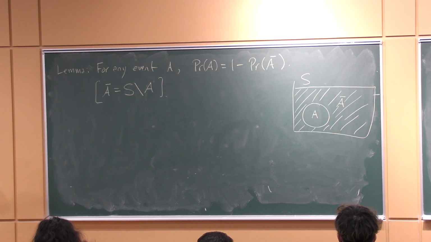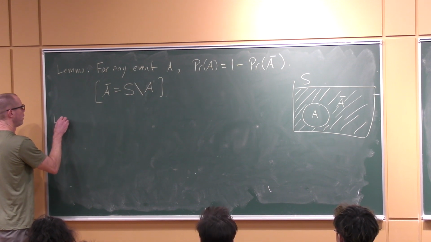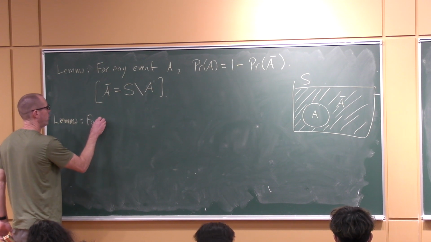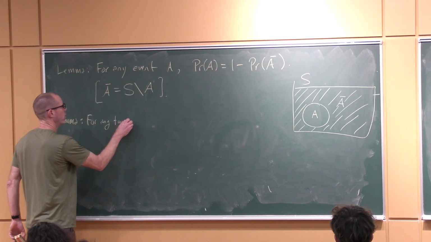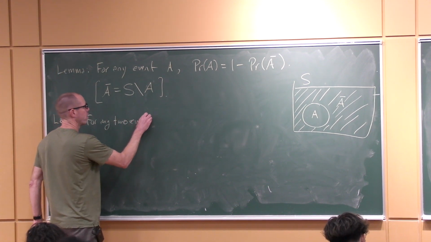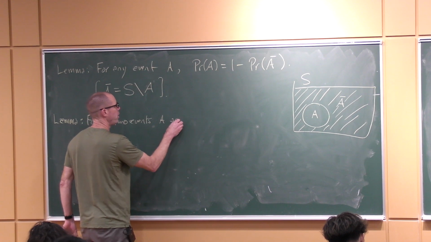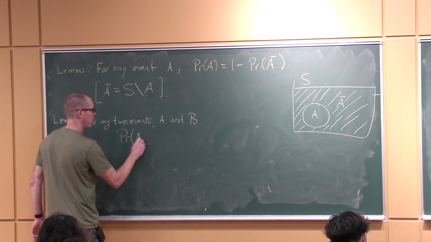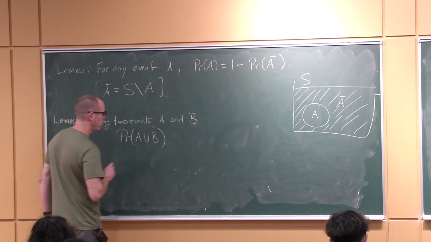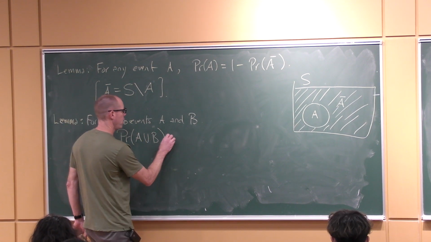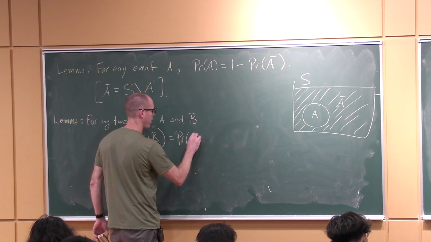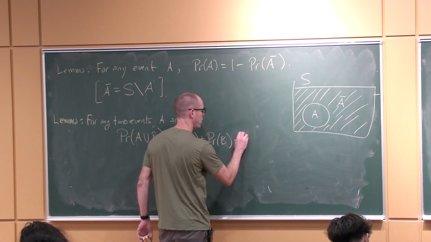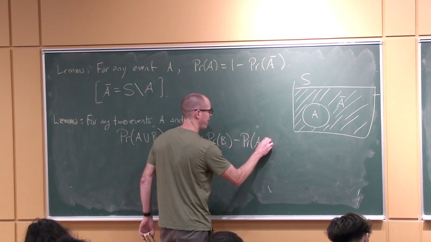And here's another one. For any two events, A and B, the probability of A or B, A union B, is equal to the probability of A plus the probability of B minus the probability of A and B.